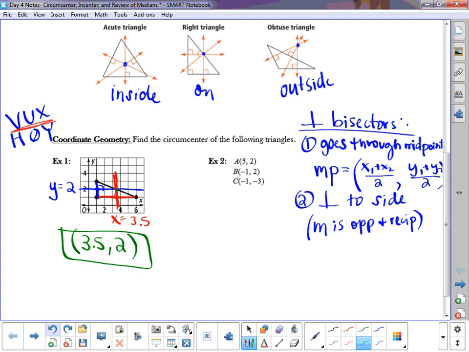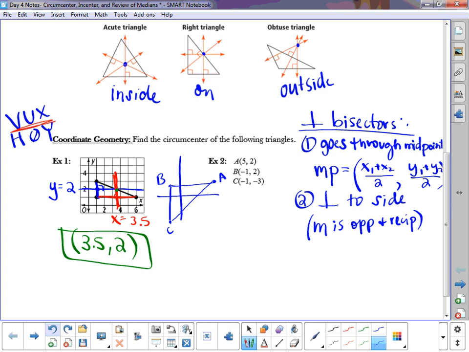So now for example 2, they did not give us a picture, they just gave us the coordinate points. I think it's often helpful to go and sketch a rough picture of it just to get an idea of what's going on. Alright, so A is at 5, 2. B is at negative 1, 2. Notice they're at the same height. And C is at negative 1, negative 3. And so we have something like this.